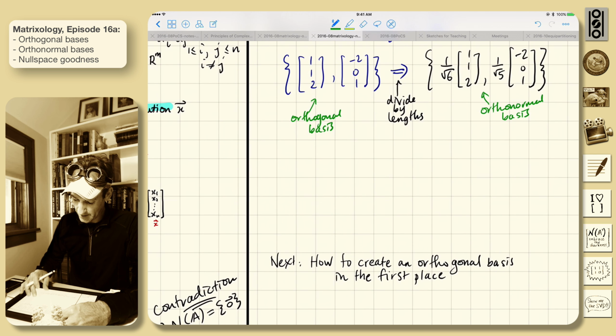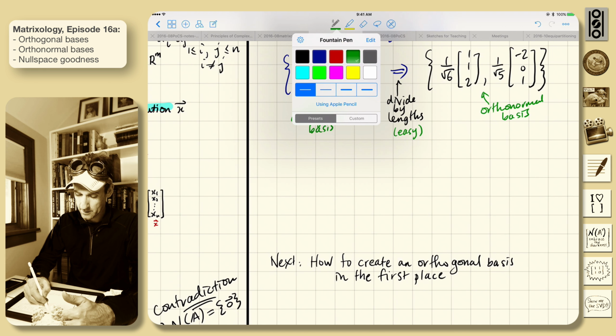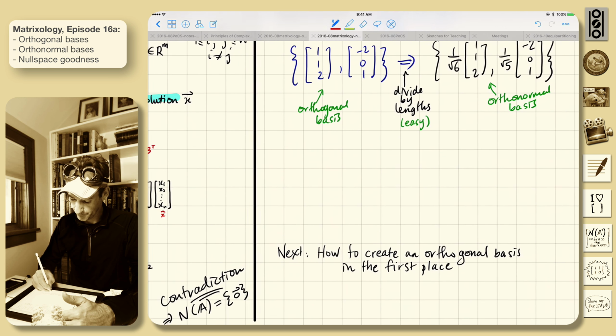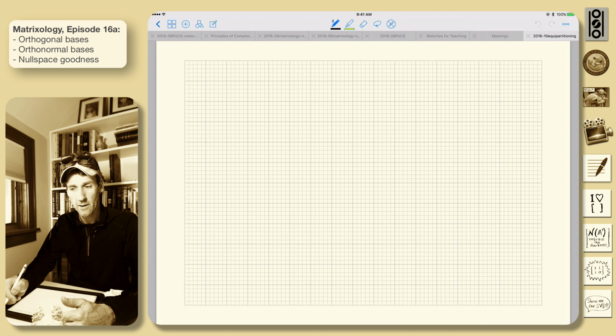So the hard part, right, that's what this last piece here is: how do we create this in the first place? Once we've got an orthogonal basis, this is easy, right? So this should be easy. So this is the hard part down here. Okay. So that's the next section. This just fell apart on me.